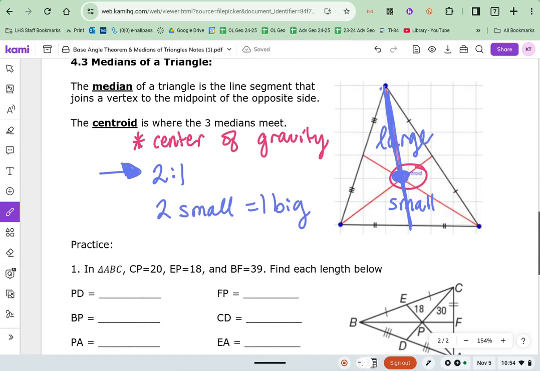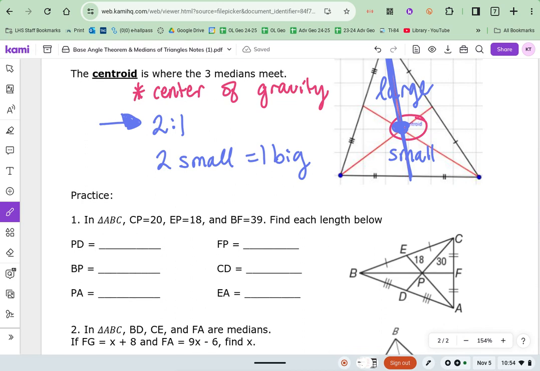So, for example, in this triangle, we have all these markings. We have that CP is 20, so that's going to be inside the triangle distance. We have EP is 18, BF, ooh, that's a big one, is 39, and we're going to find the lengths of all these little things down below.